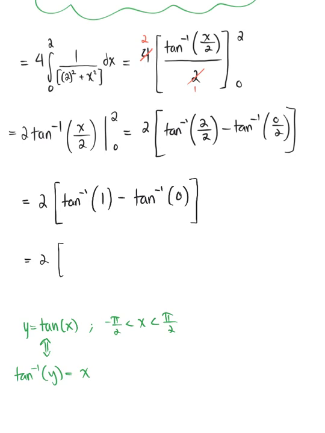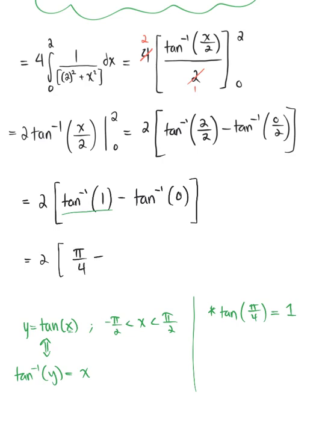So we think to ourselves, if we have the inverse tangent of 1, what x value is going to produce 1? And so we can recall, we know, of course, that tangent of pi over 4 is equal to 1. So that means that inverse tangent of 1 is going to be equal to pi over 4.